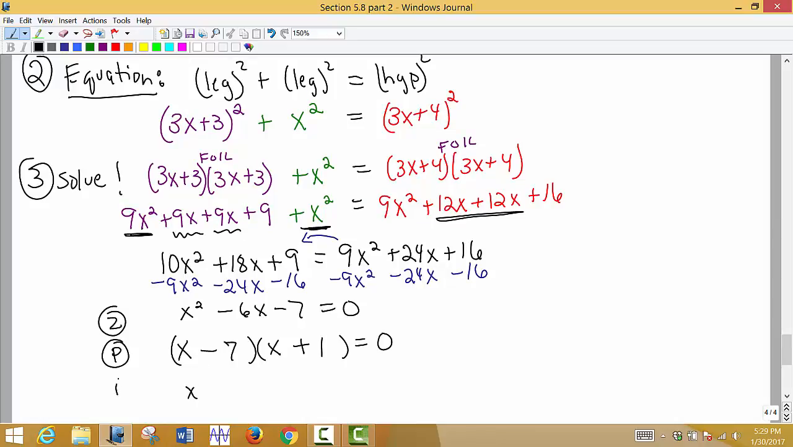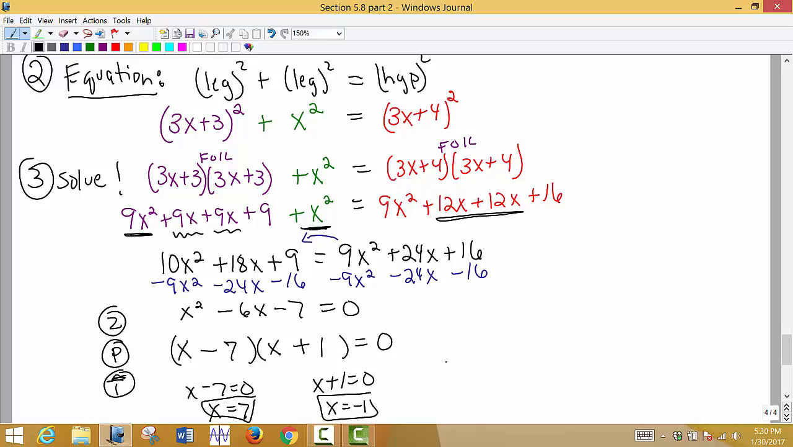So when I go to solve, we're going to use the theorem. So with ZPT, we're going to use the theorem. We get x minus 7 equals 0, x plus 1 equals 0, and now I'm going to solve for x. So we get x equals 7 and x equals minus 1.